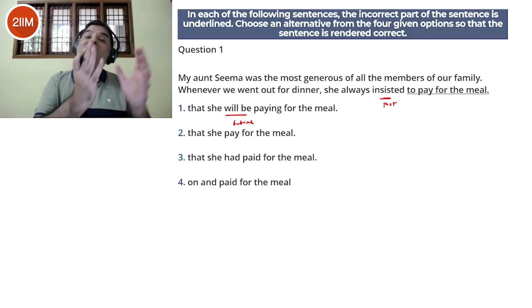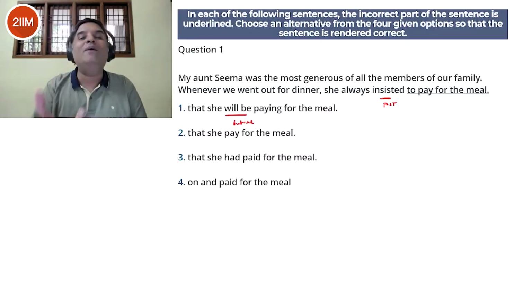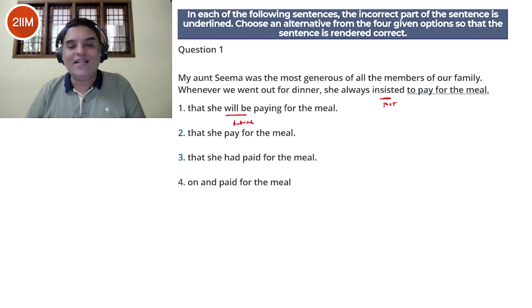Insisted in the past. She was insisting in the past. So you can't say "will be paying for the meal." There is an incompatibility in the tense. Okay. That's why this is gone. All right. Let's look at the other one.